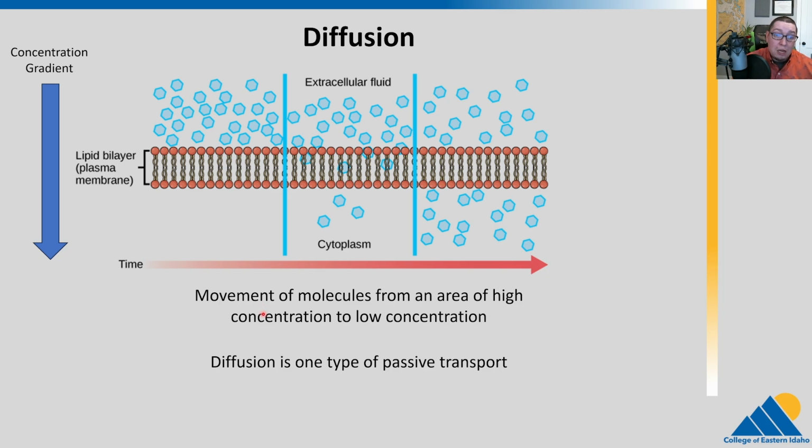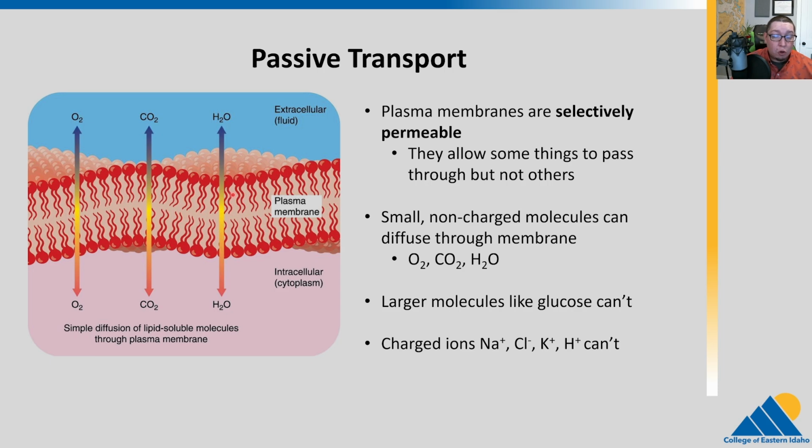Diffusion is one type of passive transport. This is called simple diffusion, where things move directly across the membrane. There's a problem, though. Only certain things can move across a plasma membrane. Plasma membranes are what we call selectively permeable. They allow some things to go through, but other things cannot pass through them.